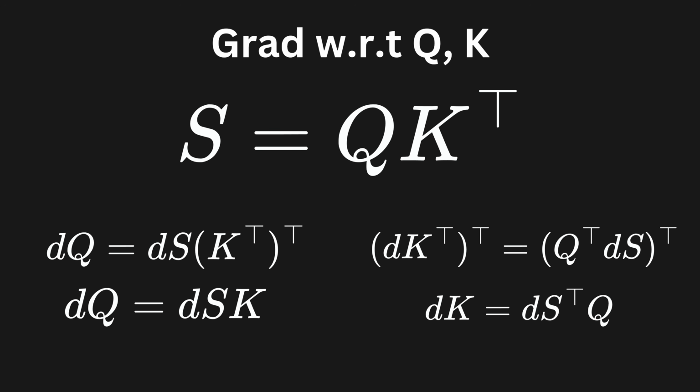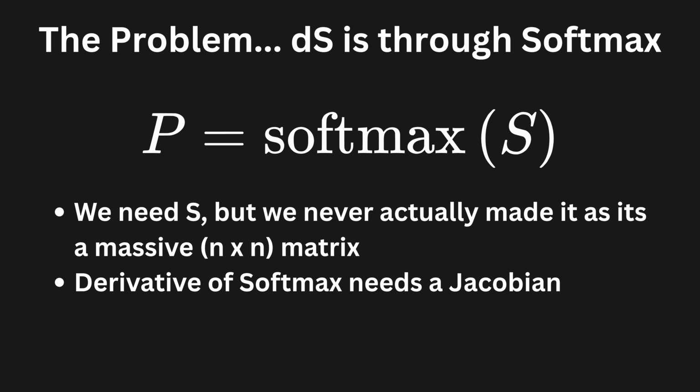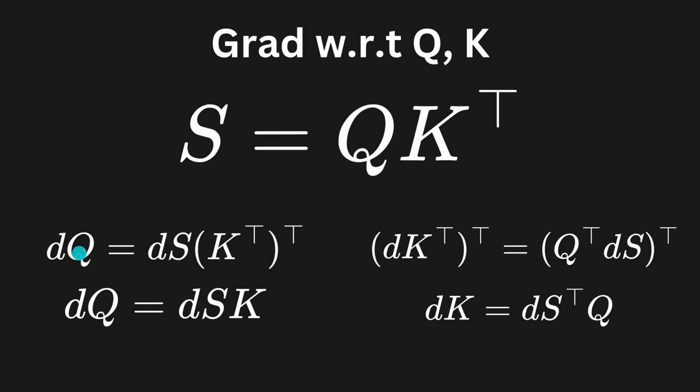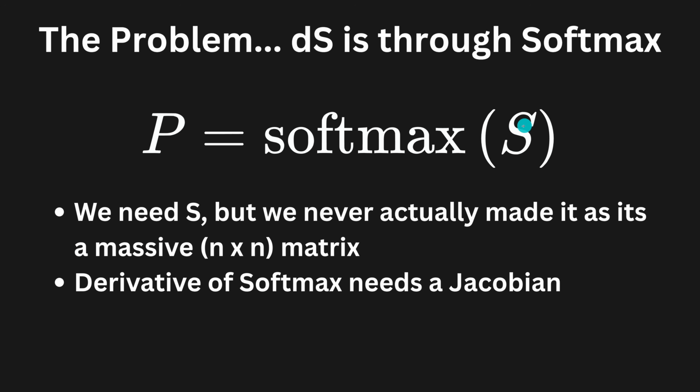So just write these out. It'll be self-obvious, just applying the formula directly. The problem is this: where do we actually get dS? I need dS here, and I need dS here. I need dS, but I can't get dS, because to get to dS, I need to do dP dS. I need to take the derivative, the chain rule, through the softmax.